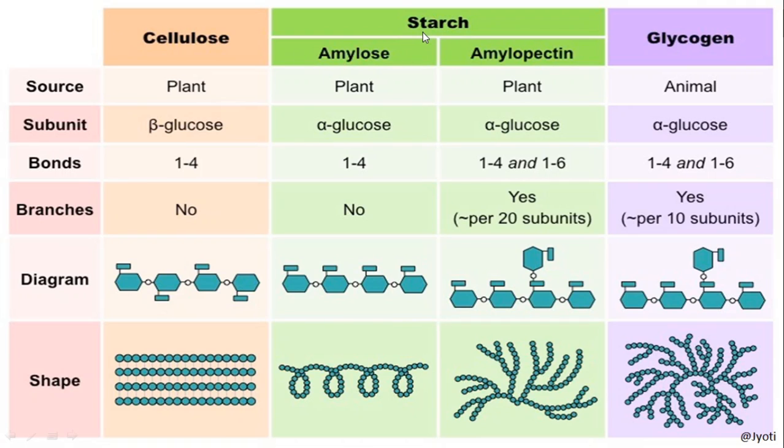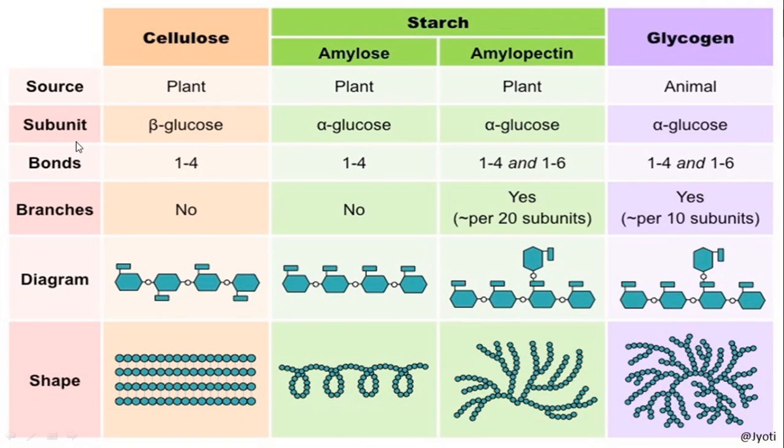So when the starch is having only 1-4 bond, that means only straight chains are there, then that is called amylose. And when they are having branches, then they are called amylopectin. Okay, so the cellulose and starch are present in the plant, but glycogen is present in the animals and fungi.